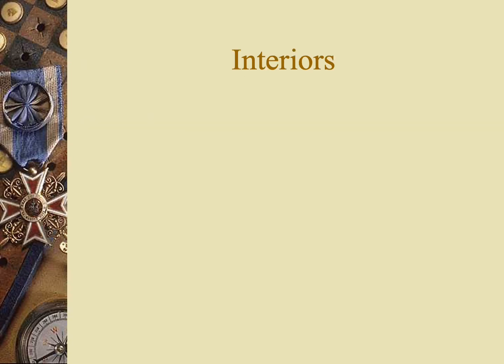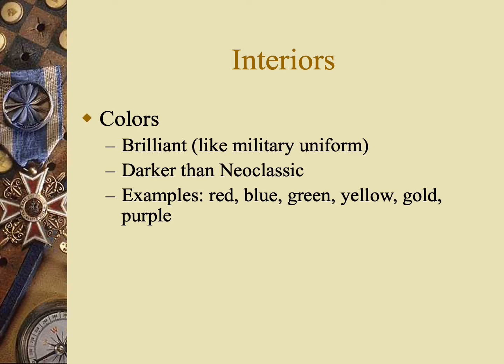So Napoleon aimed to showcase his power in whichever ways possible, and that includes in his interiors. So the first place you're going to notice that is in the color scheme. So you see these really dark, brilliant, full pigment colors, very similar to what you would see on a military uniform. It's much darker than the neoclassic. We have gotten rid of pastels almost entirely. So some examples you're going to see, like I said, full hue red, blue, green, yellow, gold, and purple. So he wanted to make the colors of France stand out again.